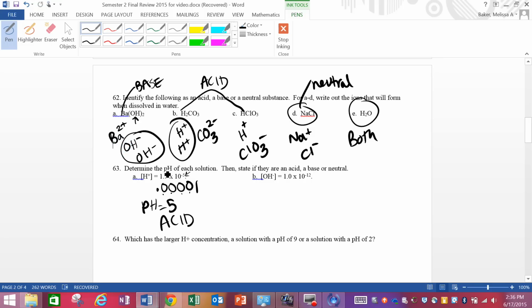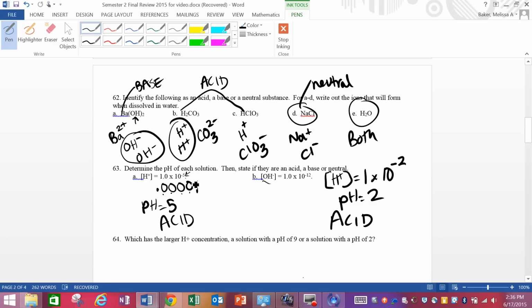It's less than 7. If the hydroxide concentration is listed, personally I find it easier to figure out what the hydrogen ion concentration would be, and these exponents always add to negative 14. So here this one has a pH of 2, also an acid.